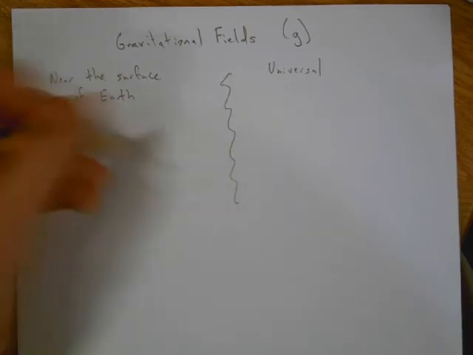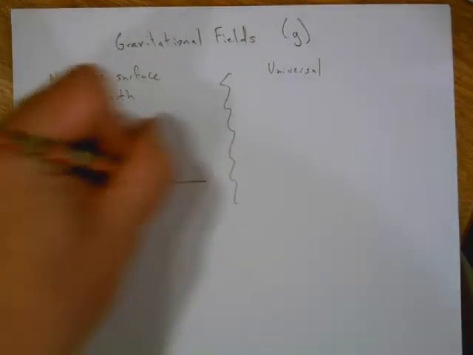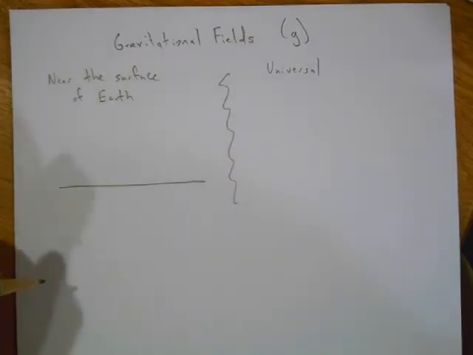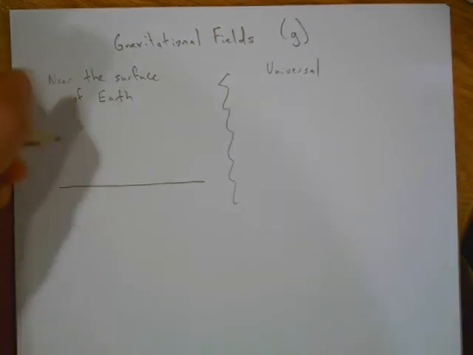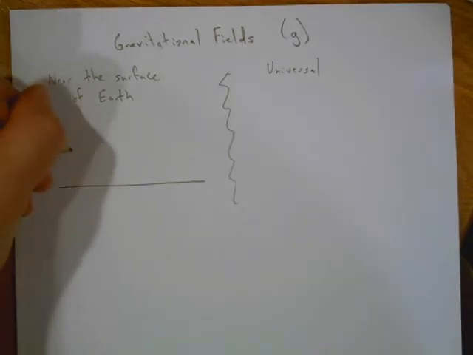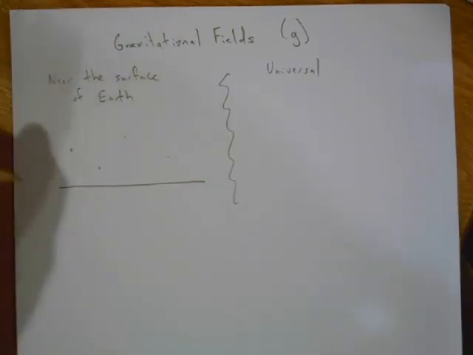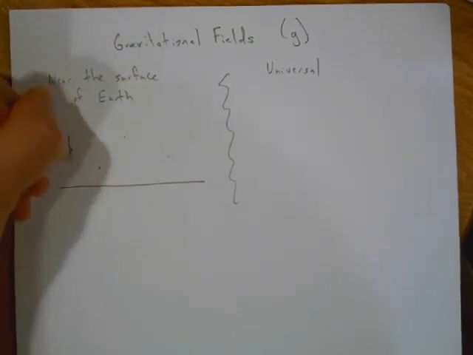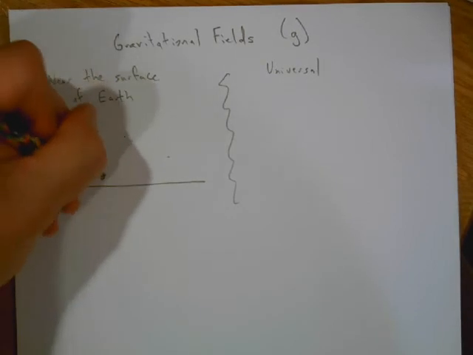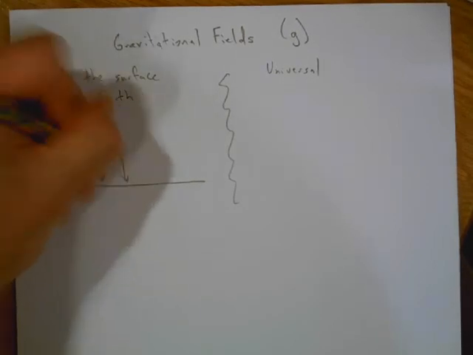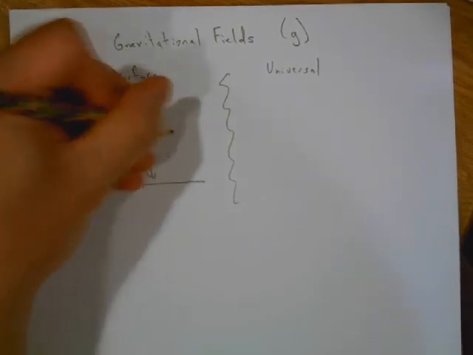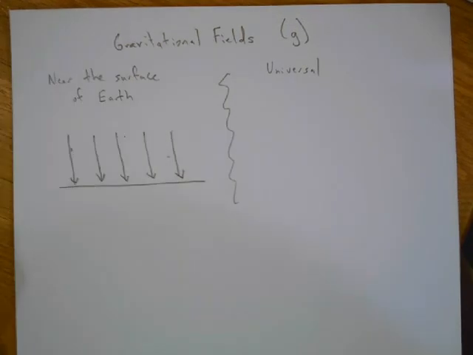Let's say you're near the surface of the Earth, which looks flat. If I had an object here, or an object there, and you were to draw what the gravitational field looks like, it's just a bunch of arrows pointing straight down. Why? Because that's the way gravity is going to pull things. It pulls them straight down.